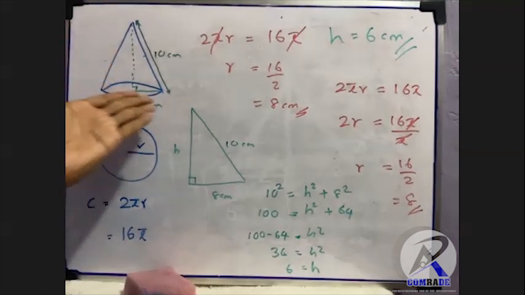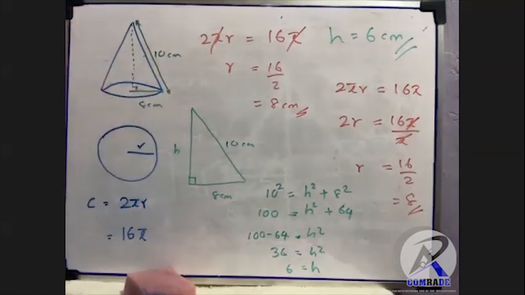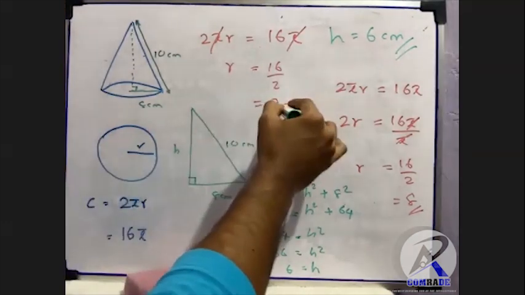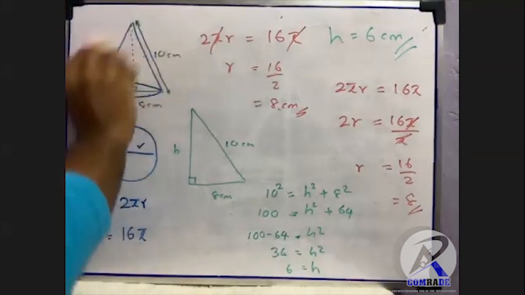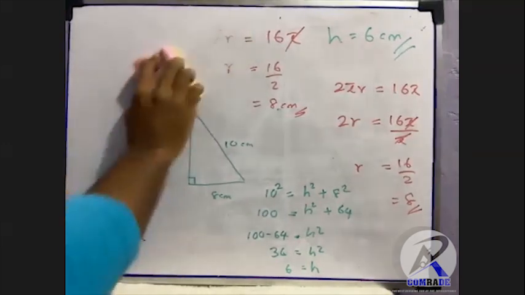You need to find out, this is a triangle inside a cone: the height, the radius and the slant height make a triangle, so we can apply Pythagoras for that. Then write whatever you want, and the final answer definitely should be in centimeters, otherwise you will not be given marks, right? Okay, so we'll move on to the next question.